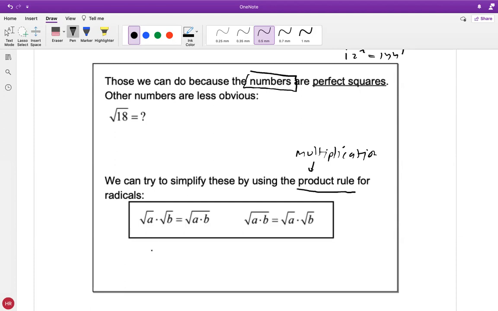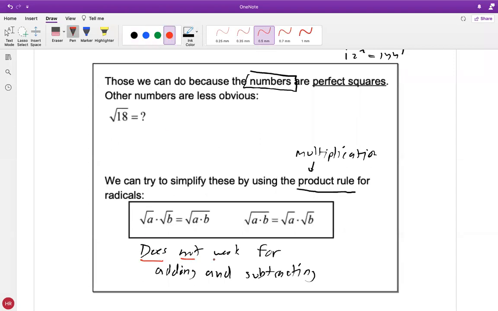So basically, this works for multiplying and dividing. We'll see that in a minute, but this does not work for adding and subtracting. I can't emphasize that enough. It does not work for adding and subtracting. What I mean by that is, if you want to do this, the square root of A plus B does not equal the square root of A plus the square root of B.